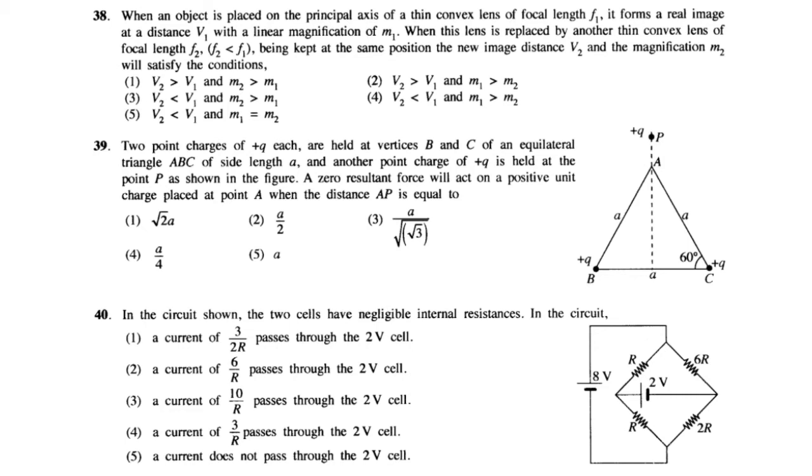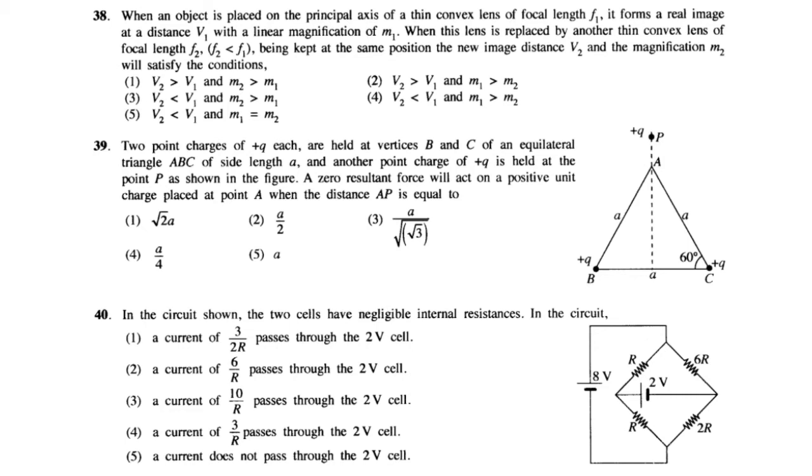A similar force in magnitude is acting on A due to C. So that is also Q over 4 pi epsilon naught A squared. These two forces are in two directions. The force due to B is along the line BA and away from A. The other force, due to C on A, is along the CA line, away from A.